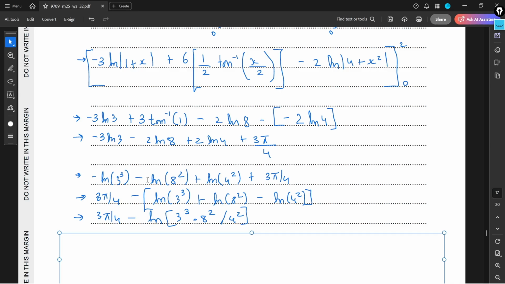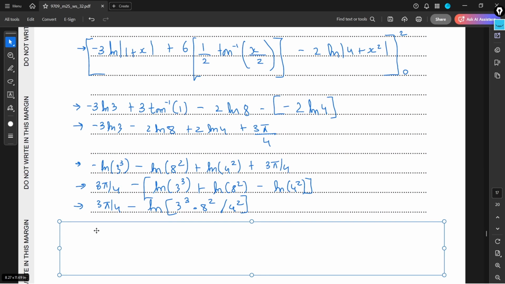Because this and this have minus common, ln 3 cube plus ln 8 square will be clubbed together. And then instead of plus ln 4 square, we are going to have minus ln 4 square, so that this minus and this minus, once the bracket is open, we get plus. And in doing this process, I'm finally left with just a simplification of these ln terms.